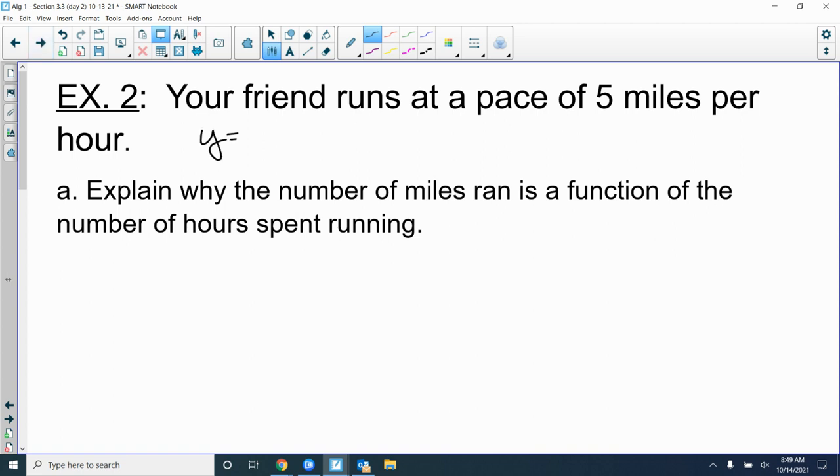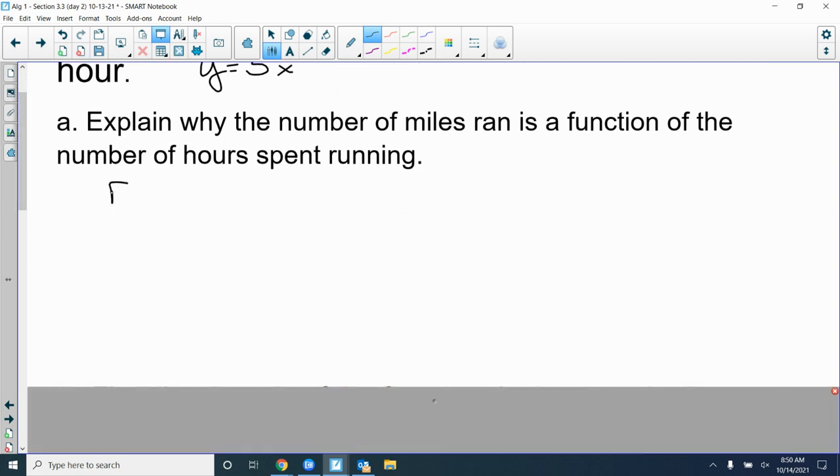Okay, so y would be the total number of miles, and x would be what? Number of hours. Okay. Something's a function if when you plug in one x value, you only get back one y value. So think about this. Is this a function? Or essentially, can you run, say, 2 hours and run 2 different amounts? Does that make any sense? No. Okay, so that's why this is a function. So for each input, there's one output.